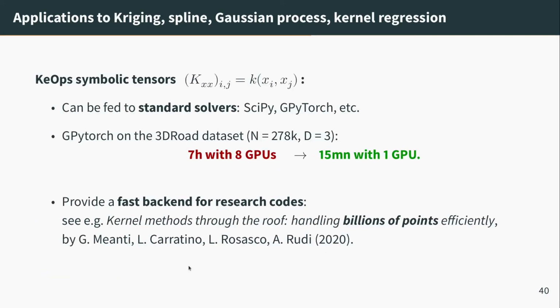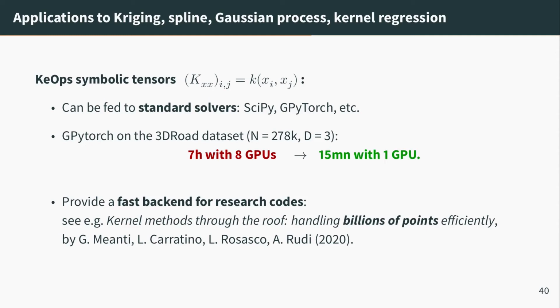We made everything that was needed to ensure that those KeOps symbolic tensors could be interfaced with the standard solvers in the field, like SciPy or the solvers of GPyTorch. For instance, I didn't do it, but the colleagues who developed GPyTorch, one of the main libraries for Gaussian process regression, added a KeOps backend to their library, and suddenly it allowed them to scale things up much more efficiently than what they were used to.